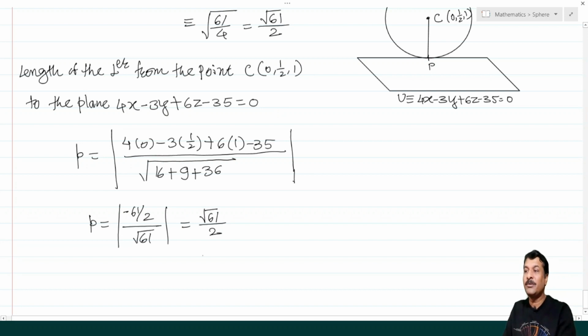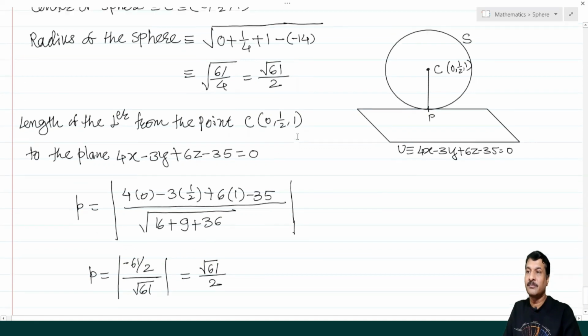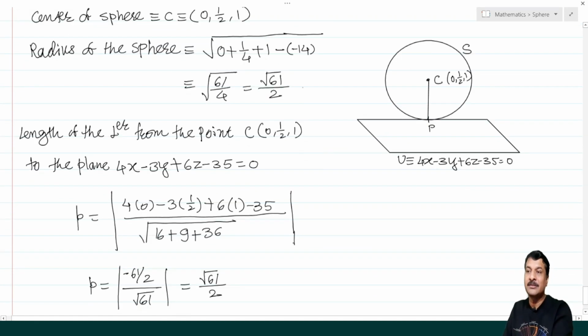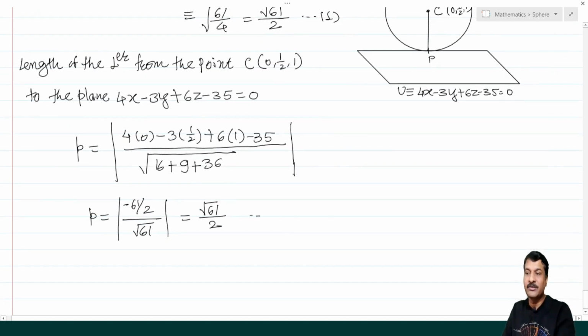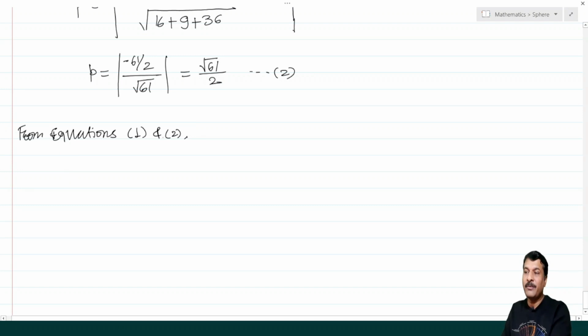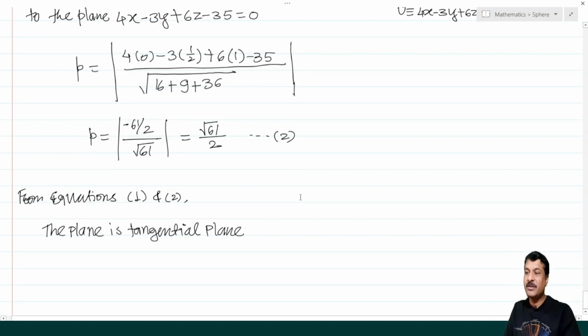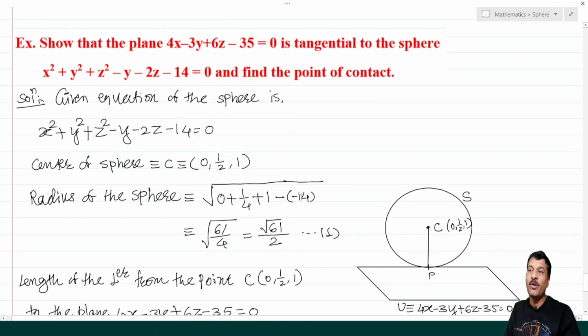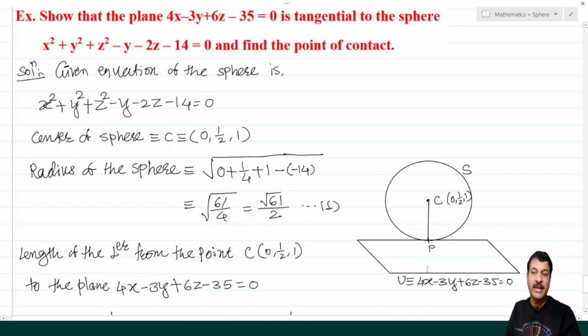So the length of the perpendicular from the center is equal to the radius of the sphere. You can consider the radius as equation number 1, and the length of the perpendicular as equation number 2. So from equations 1 and 2, it is very clear that the given plane is a tangential plane. Now what do we want to find? We want to find the point of contact, meaning this point P also.